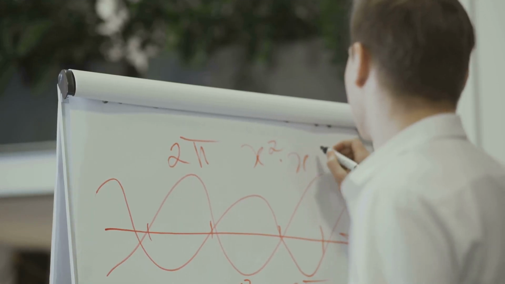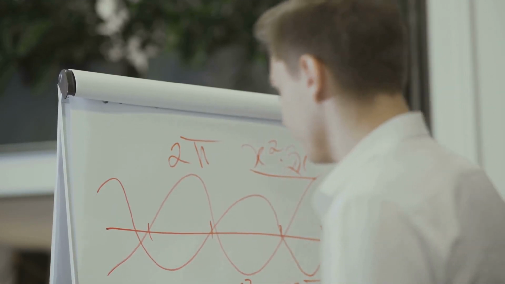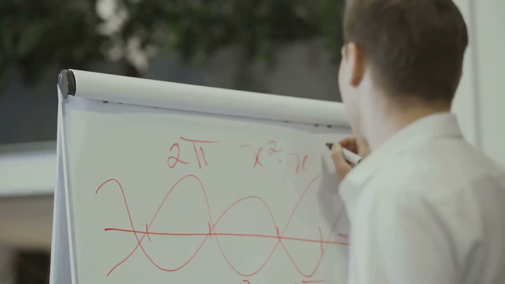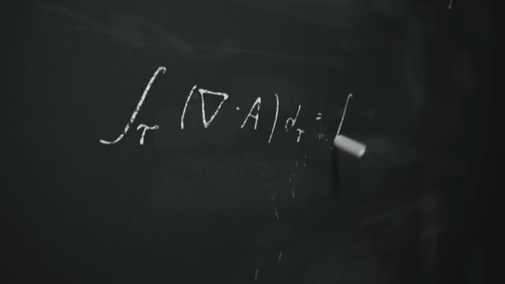In math, a limit tells us what happens to a function, think of it like a math rule, as we get closer and closer to a specific input value. It's like asking, what happens to this equation as we sneak up on this particular number?